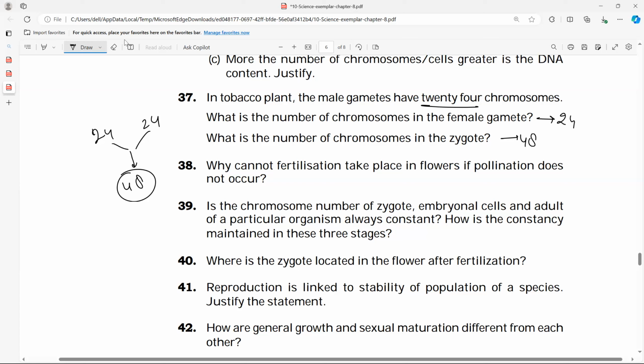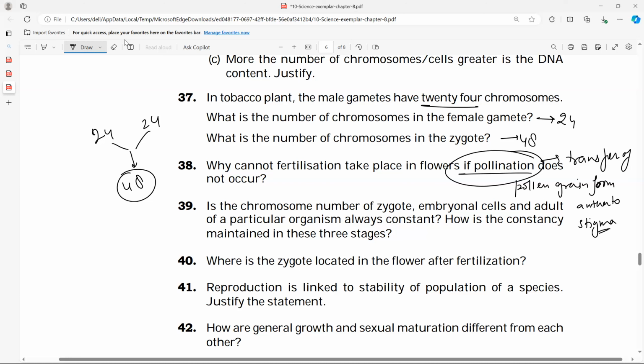Next, why cannot fertilization take place in flowers if pollination does not occur? Because without pollination, there is no male gamete. You need to explain this question by explaining the definition of pollination. Pollination is transfer of pollen grains from anther to stigma.